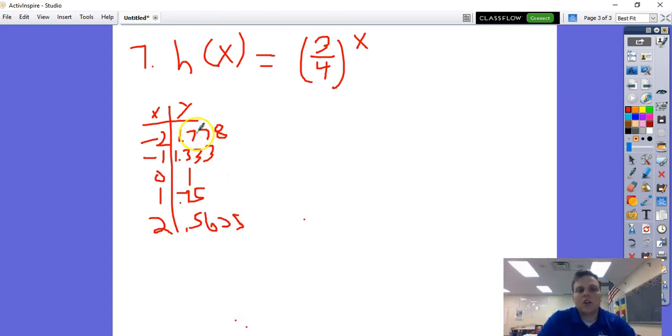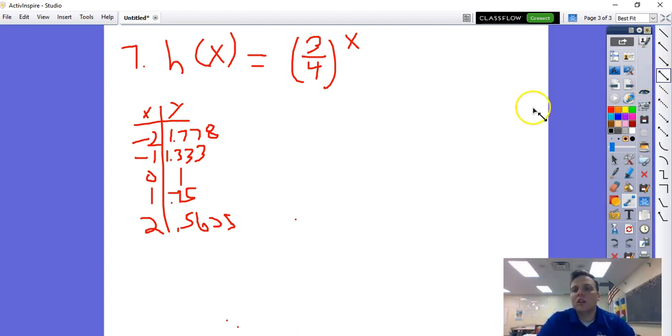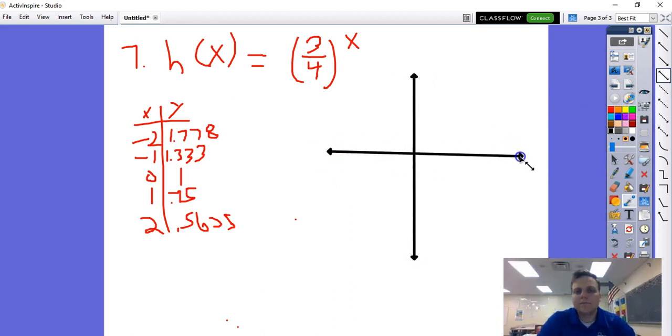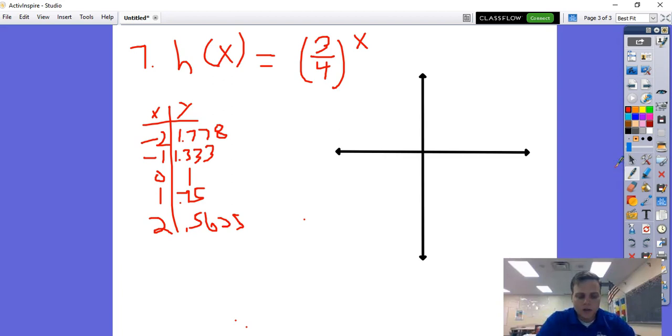So first off, what do you notice my y values are doing? My y values are going down. So that means, look at this b value. This b value is 3/4. Is 3/4 less than 1? Yes. So that means this represents an exponential decay. Very good. So we have an exponential decay. Now, that was part A.